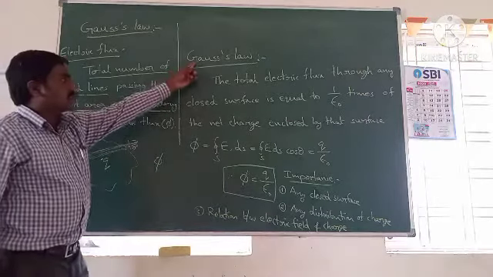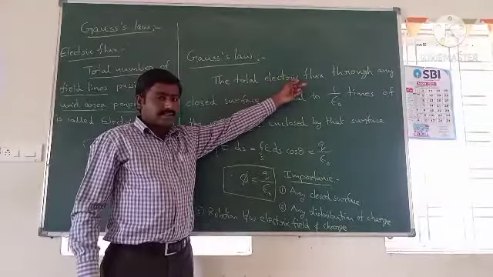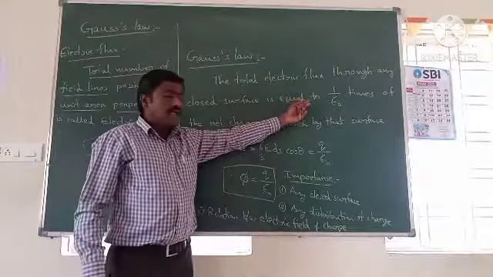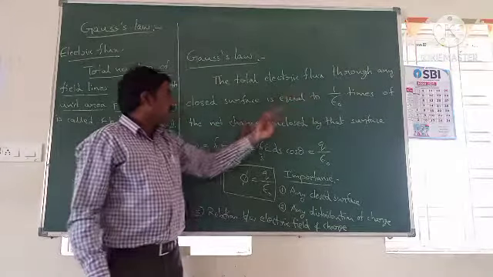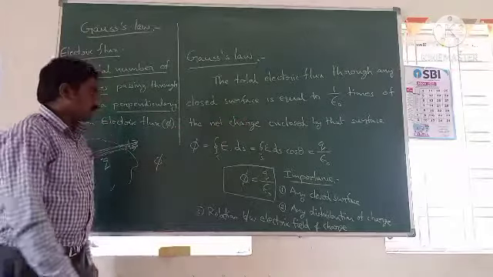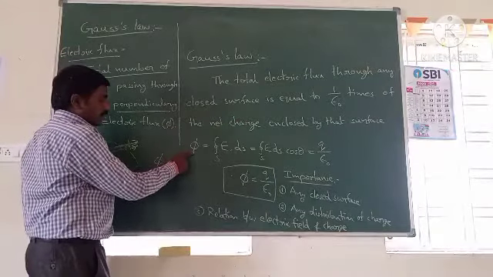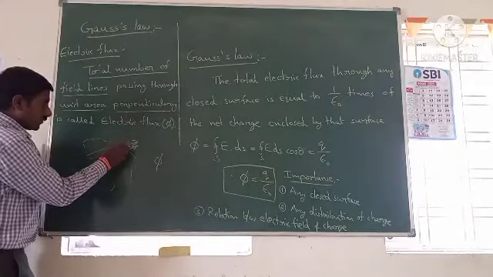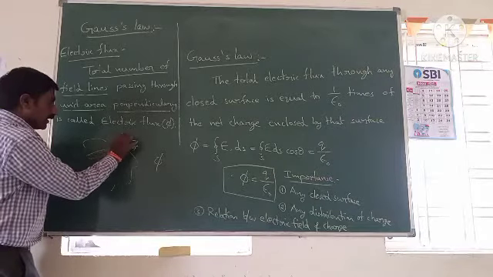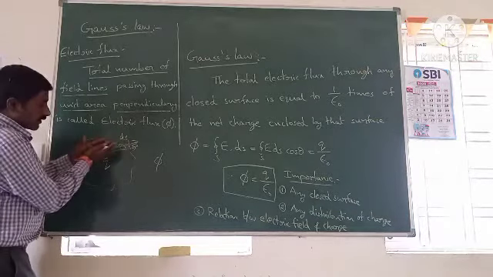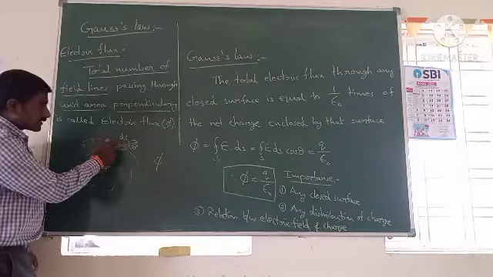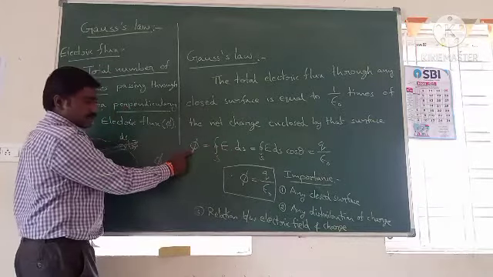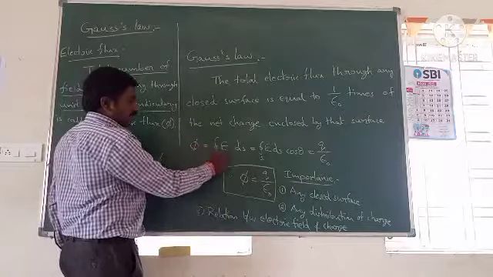The statement of Gauss law is that the total electric flux passing through any closed surface is equal to 1 by epsilon naught times the net charge enclosed by that surface. So the electric flux phi equals the surface integral of E dot ds. Here ds is a small elemental area. The number of electric lines of force passing through this small area ds is the surface integral of E dot ds, called electric flux. So phi equals the surface integral of E dot ds.